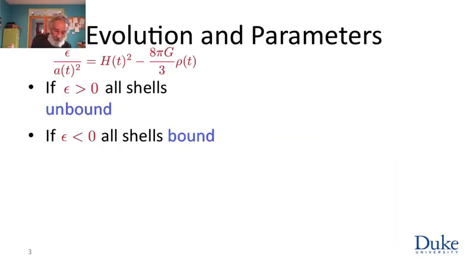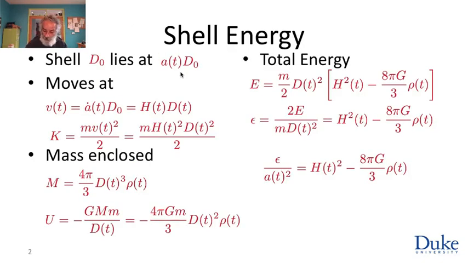So remembering here, I'm going to recall what I called epsilon prime will now be called epsilon, because it's too complicated to put in all the primes. I have this constant of the motion epsilon, and epsilon divided by a squared is this quantity. Now, remember that this epsilon prime was basically the energy divided by mass times d squared, and so the sign of epsilon is the same as the sign of E.